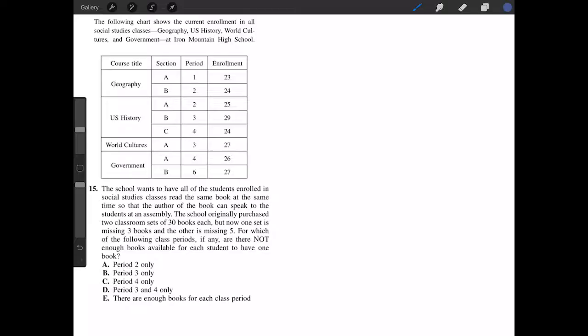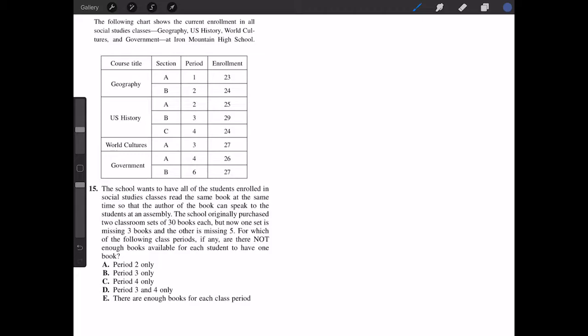For problem 15, we need to use the same chart as the one we used in problem 14. You can see it here. Problem 15 reads, the school wants to have all of the students enrolled in social studies classes read the same book at the same time so that the author of the book can speak to the students at an assembly.